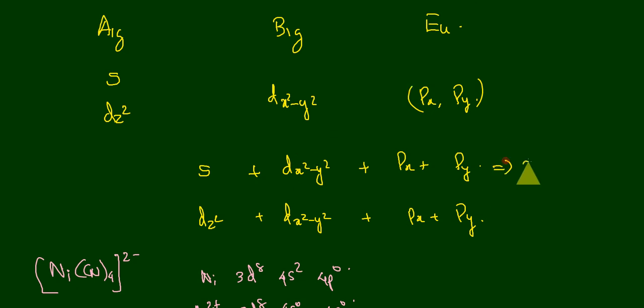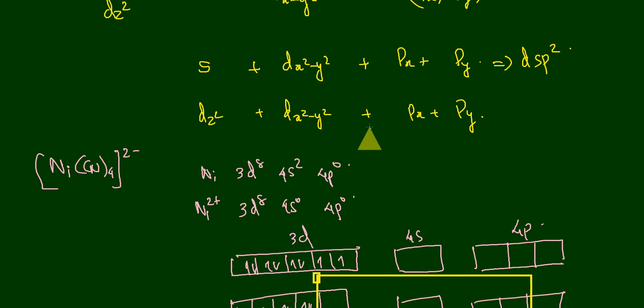This is dsp2 hybridization. So from the group theory, we can not only know that dsp2 hybridization is possible for this molecule, we can also know which are the d orbitals and which are the p orbitals involved in the hybridization. That is very important, right? You can see here that in this hybridization, the d orbital involved is the x square minus y square. That is in the xy plane, right?